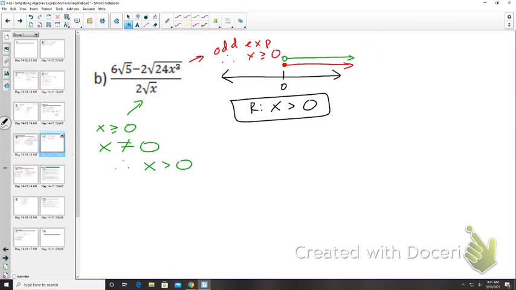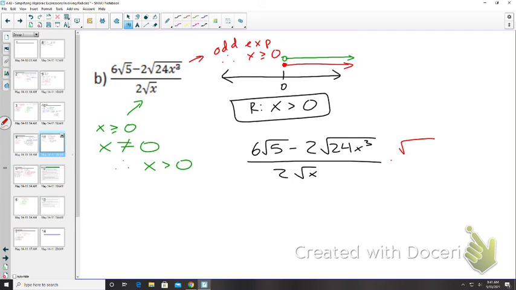Okay, so let's go ahead and simplify this now. So we have 6 root 5 minus 2 root 24 x cubed divided by 2 root x. Because 5 does not divide evenly into x, we should rationalize our denominator here first. So we're going to multiply this by the radical in the denominator, which is root x. So multiply by root x over root x.